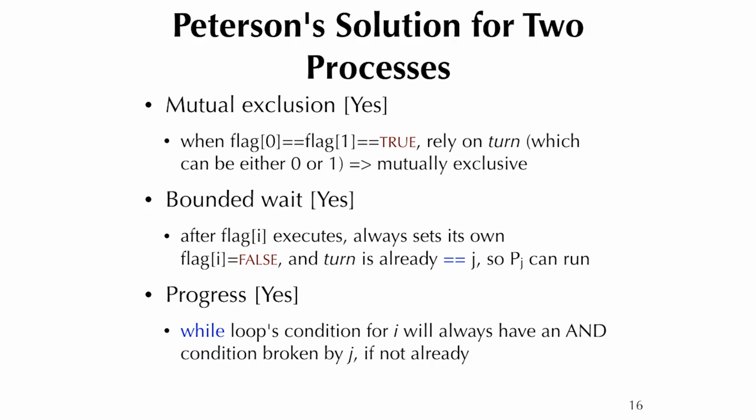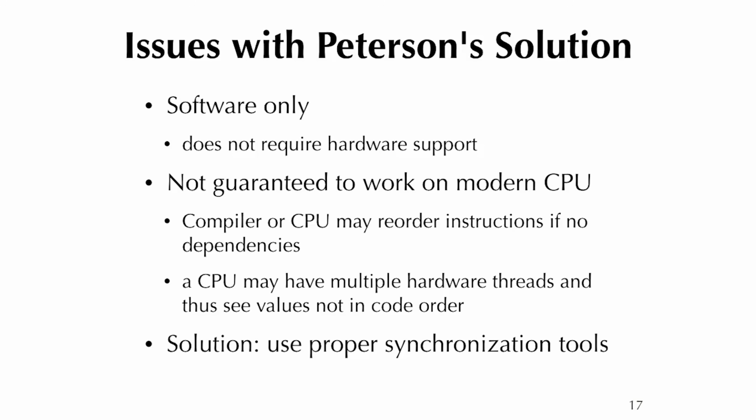Well, the while loop condition for I will always have an and condition, and it's always broken by the other guy. So because of bounded wait, one guy falls through, and the other guy, in a bounded amount of time, gets to enter its critical section. Okay, so that's the kind of sketch of the proof.